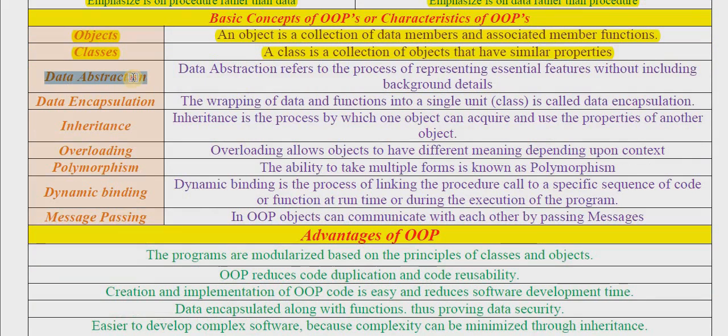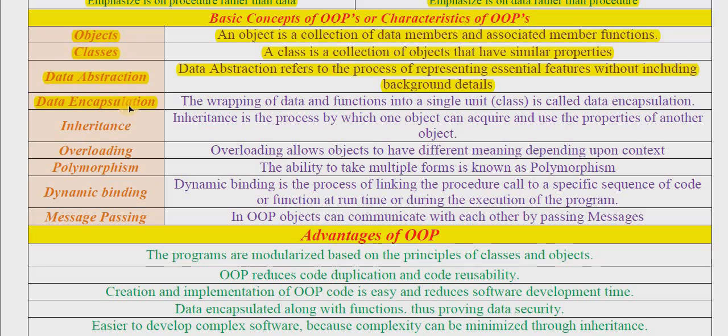Next, data abstraction. What does data abstraction mean? Abstraction means summary. Data abstraction refers to the process of representing essential features without including background details. Means in data abstraction, only important points are displayed and the remaining details are hidden.